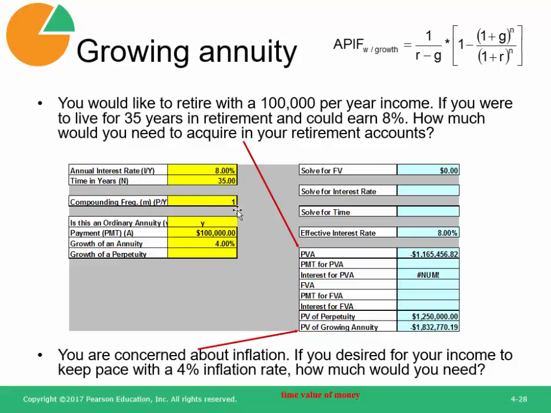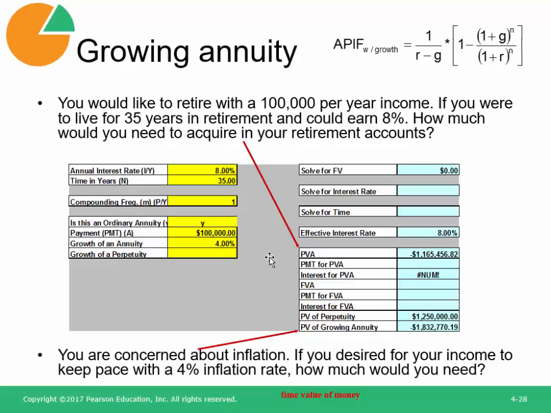Annual compounding is 1. And the payment that I want to receive is $100,000 a year. The present value of that is $1.1 million. So when I get to retirement, I need to have $1.1 million in my account, and I'll be able to withdraw $100,000 a year for 35 years at 8% interest.